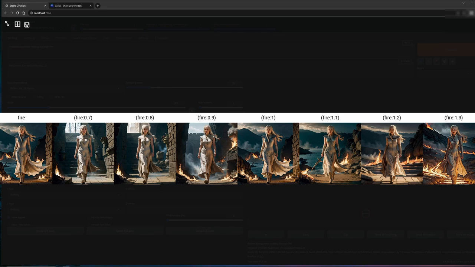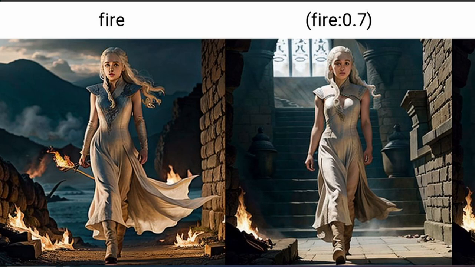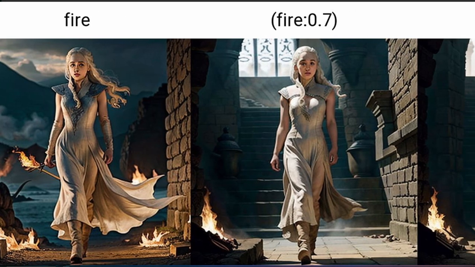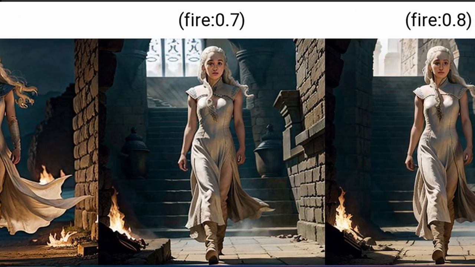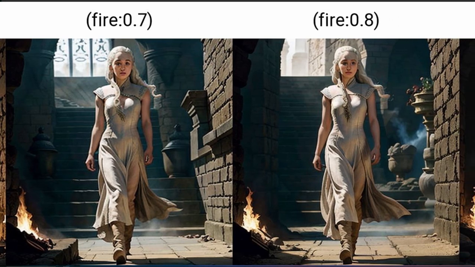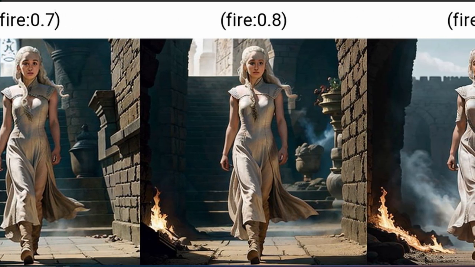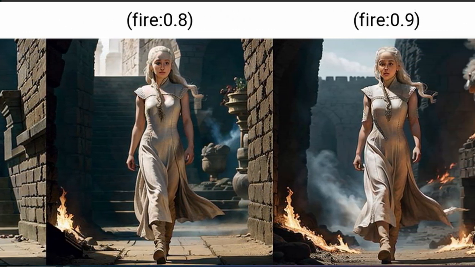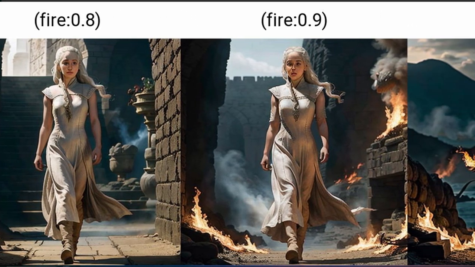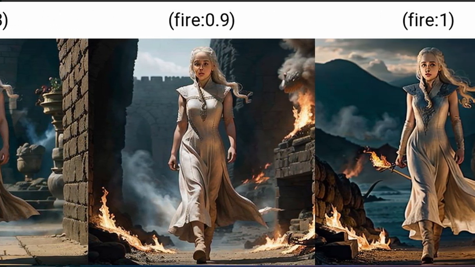And what we end up getting is a grid of images with the one variable we identified replaced, and then the prompt run through the generator. So our first image here is what it looks like just having fire unweighted. And then the next images show fire with a weight of 0.7, 0.8, and 0.9. So we see that slowly we're getting more and more fire appearing around her.